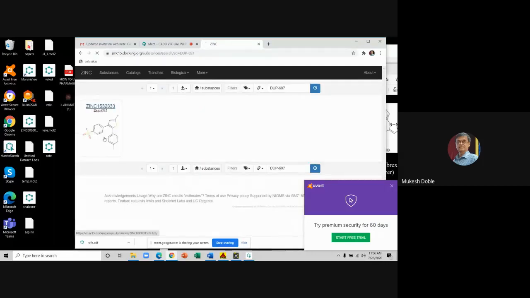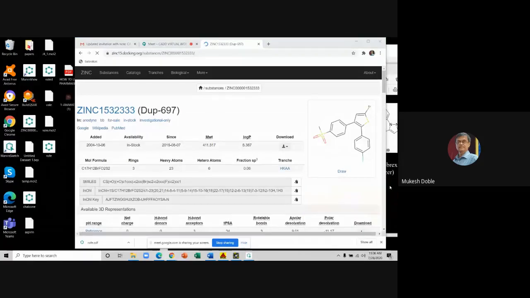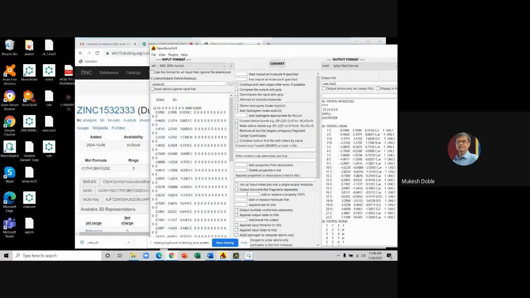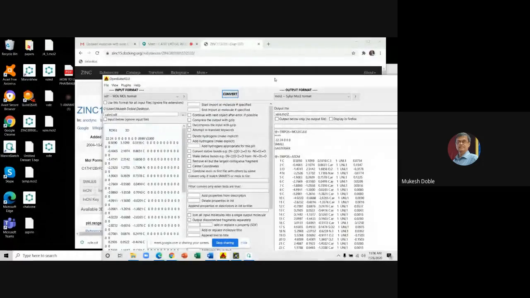This is still not a drug. It is under clinical trials. That's why it does not have a name. So you can download the SDF format. Then we use the OpenBabel SDF to mol2 conversion and save it. Like that, we get the structures of all the 4 molecules.